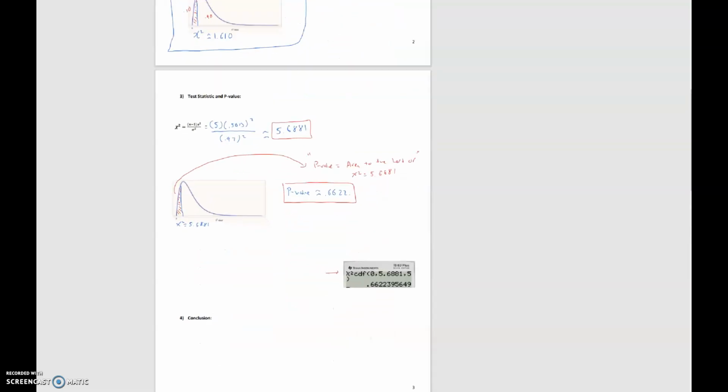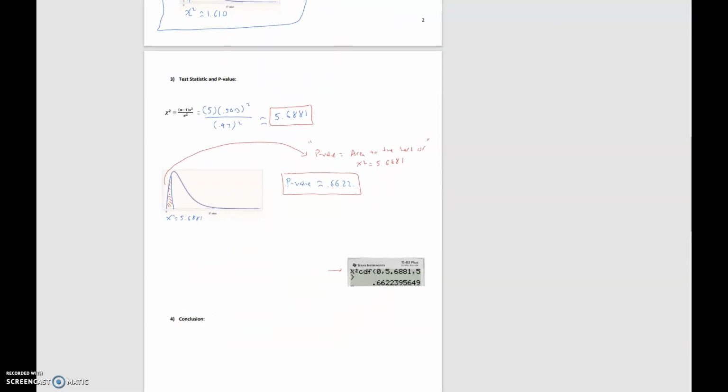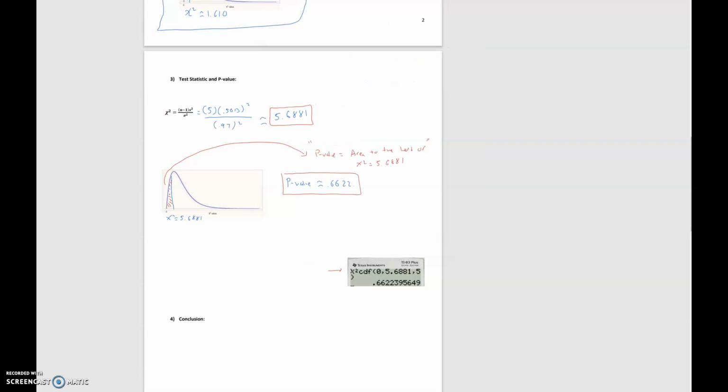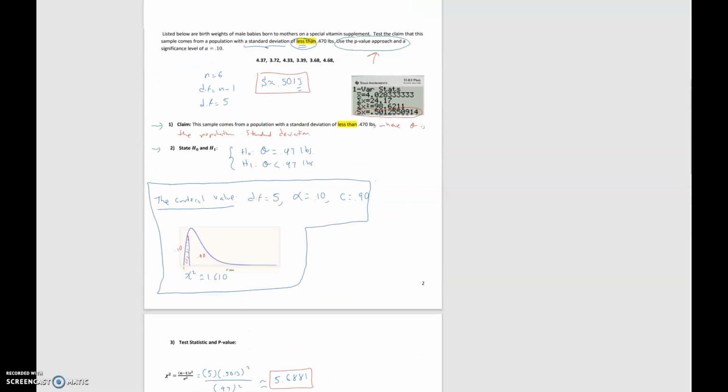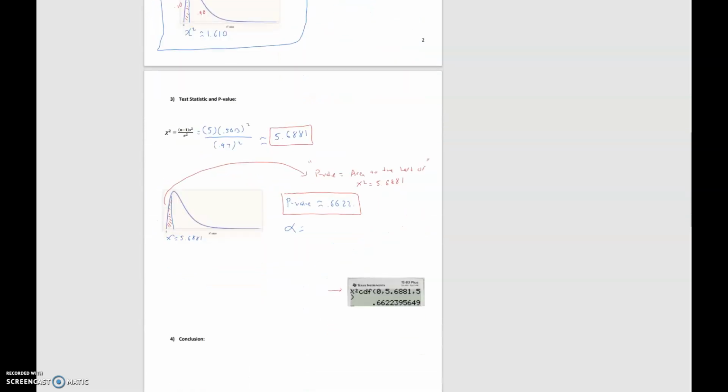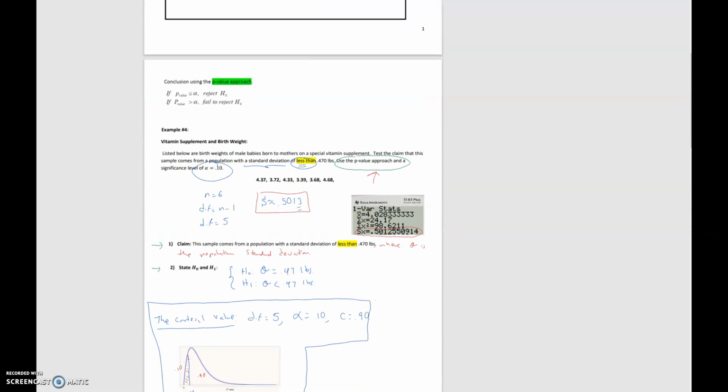Now, our conclusion is going to be based on the following. The p-value we came up with was 0.6622. Then you have to compare this value to alpha. Alpha was 0.10, which is from here. So alpha is equal to 0.10. Let me box this in. Now, once you have both of these values, you're going to do the following comparison, and the comparison is technically here.